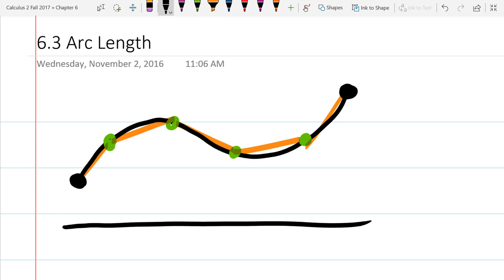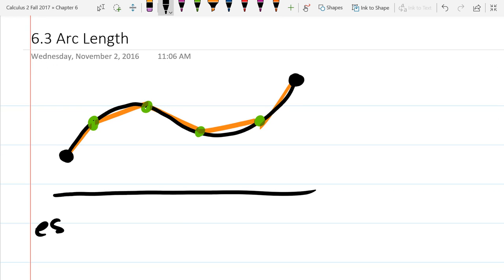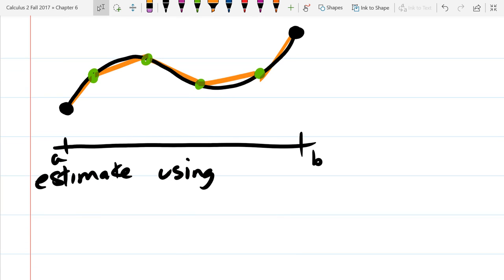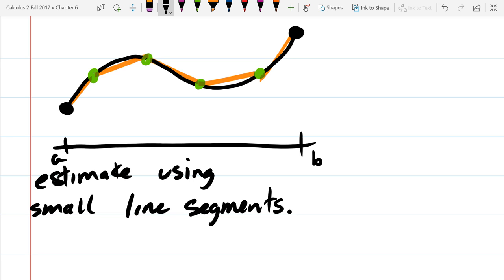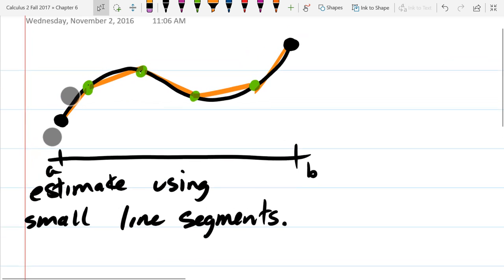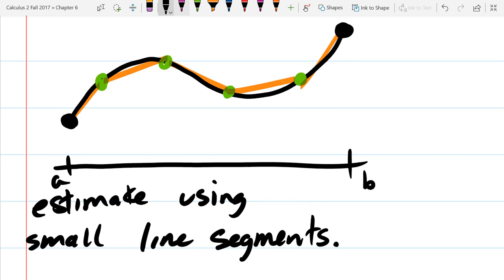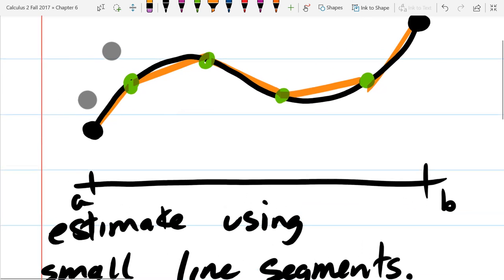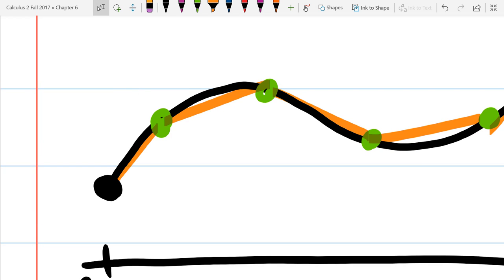So let's think about how we compute these. We'll go from x value of a to x value of b, just like we always have. And we're estimating using small line segments. All right, now we need to figure out how long one of these line segments is. I'll just pick the second one for no good reason. How do I figure out this length right here?